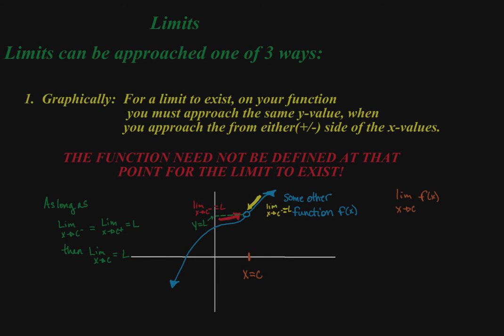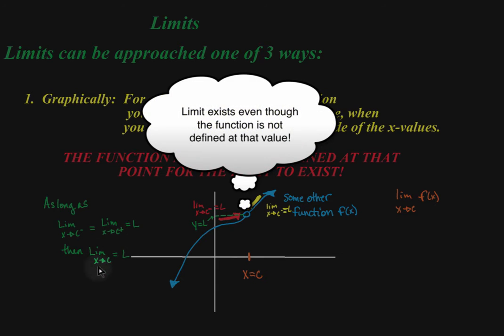So the conclusion we would make is because the left limit as x approaches c from the left side, this negative sign means left, equals the limit as x approaches c from the right side. They both equal L, so therefore the limit as x approaches c equals L. Hopefully that's pretty straightforward. Do a few examples out of your textbook and you'll get the hang of it.